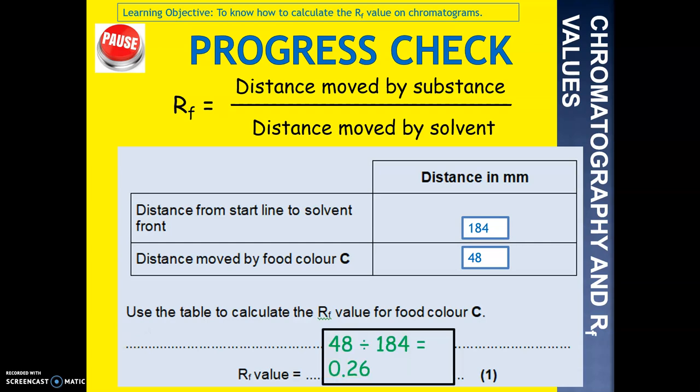Okay, hopefully you got an answer of 0.26 because you do 48 divided by 184. Excellent, you've got that, give yourselves a mark.